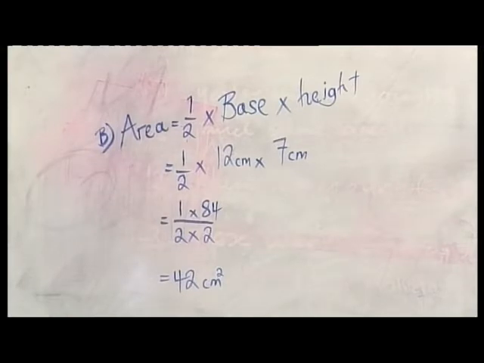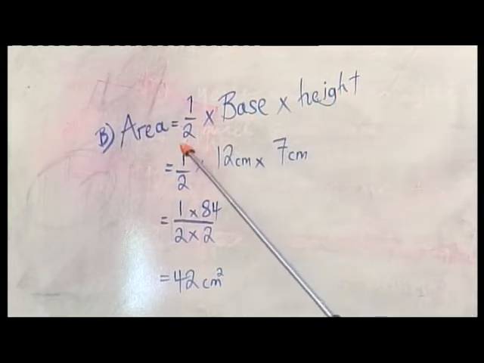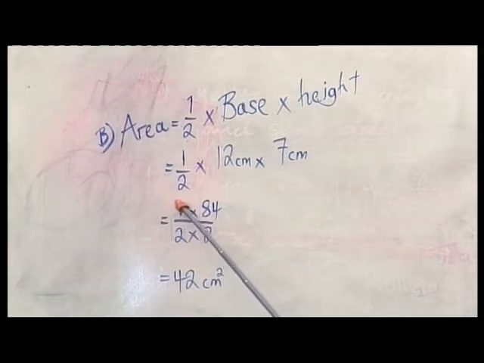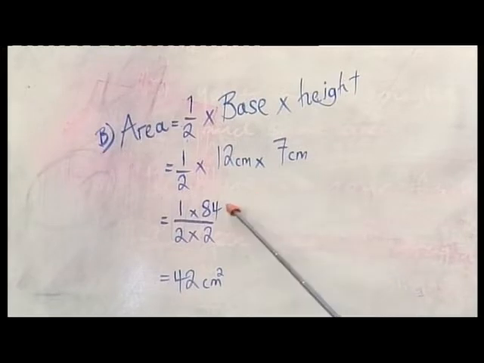Let's help Onea correct this working out here. We have the formula as half times base times height. Half times 12 centimeter times 7. He has written it out again here. 1 over 2. 12 times 7 would give us 84 over 2 over 1. 84 over 2 or 1.